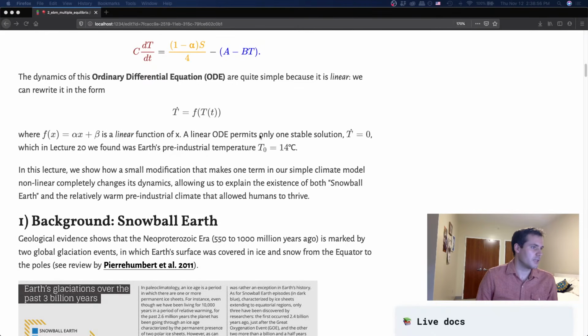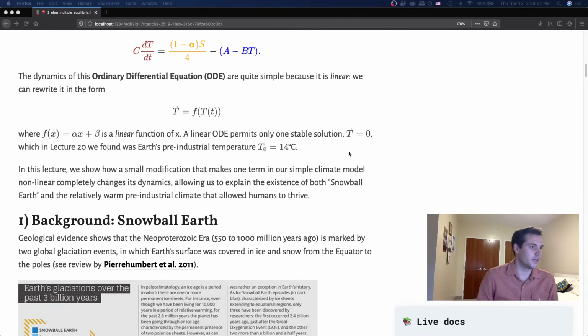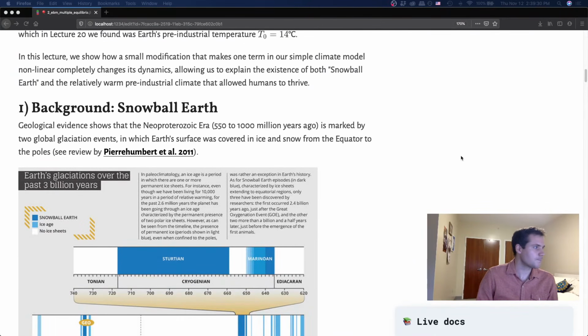These linear ODEs are really not that interesting because they only admit one stable solution. If the change in temperature is equal to 0, as in you're not changing at all, then there's only one temperature where that happens. In the last lecture we found that for present-day Earth, that's this pre-industrial temperature of 14 degrees C. So, ignoring changes to CO2, if the temperature changes at all away from that, it's just going to come right back to it. That's a stable equilibrium.